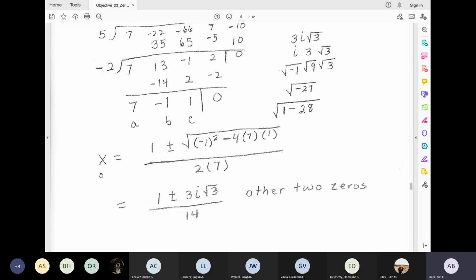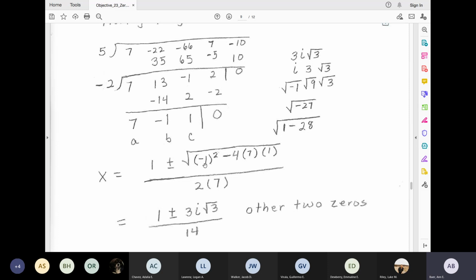So we've done this before. x equals -b. So x equals -b, and b is -1. So there's a negative in the formula. And then we have a -1, negative times negative makes that a +1. Plus or minus the square root of b, -1 squared, minus 4 times a, which is 7, times c, which is 1, all over 2 times a, which is 7.